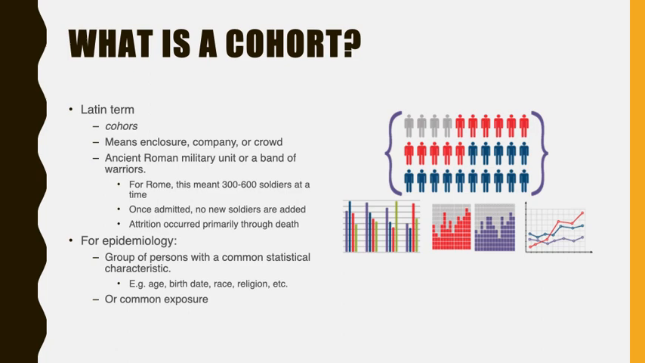Now, in epidemiology, a cohort is a group of persons that have a common statistical characteristic, so their age, birth date, race, religion, well, whatever, or a common exposure, like they were exposed to asbestos, for instance.